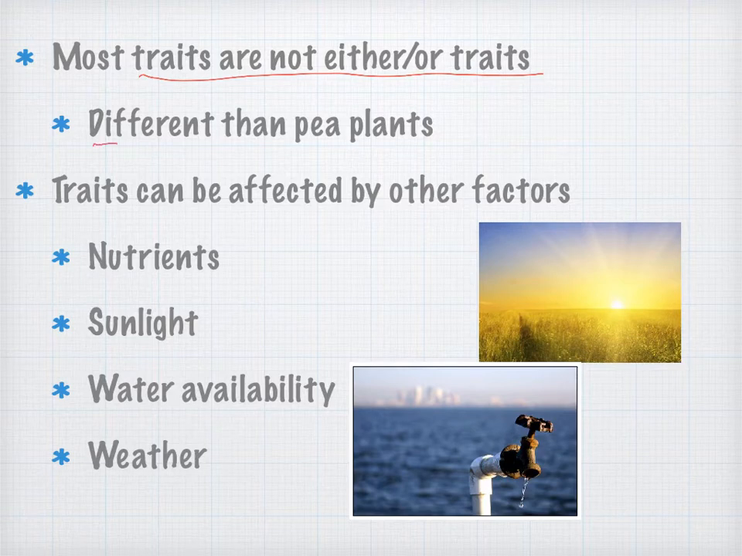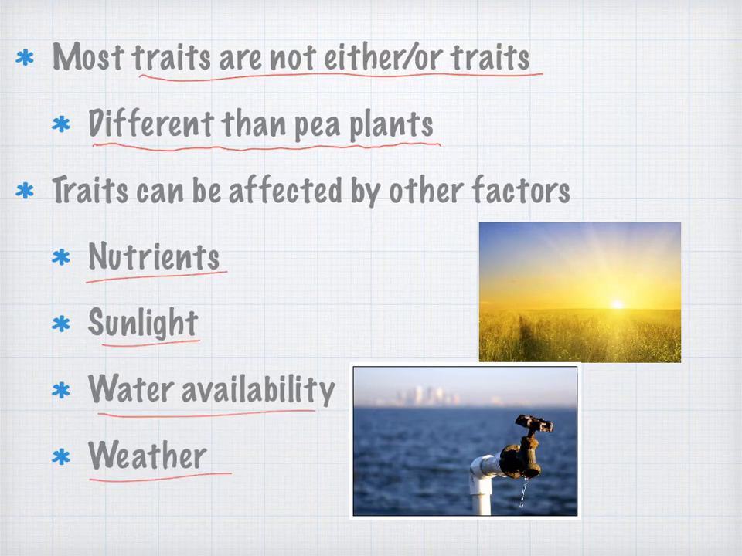Pea plants have a very simple pattern of inheritance, which is why Mendel chose them. But these traits, these phenotypes or physical expressions of alleles, can be affected by other factors such as nutrition, sunlight, availability of water, or weather. All these things can contribute to how genes are expressed, and as a result of how the genes are expressed, what the phenotype of that organism would be.